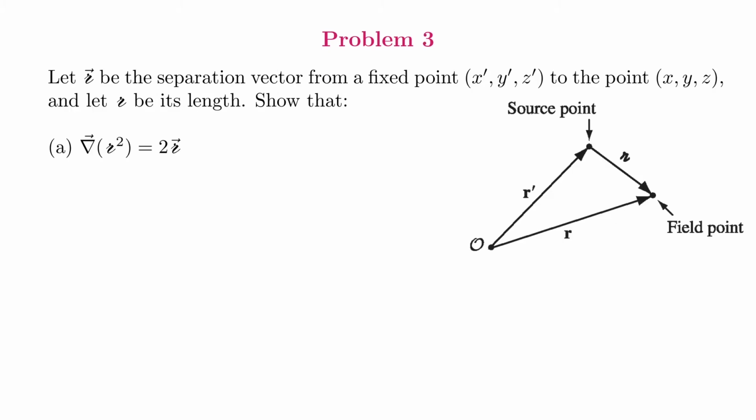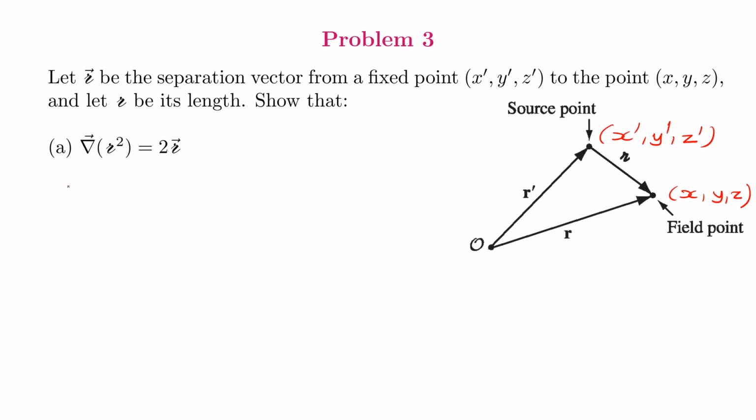Problem number 3. Let vector script r be the separation vector from a fixed point (x', y', z') to the point (x, y, z), and let script r be its length. The question has 3 parts. In the first part, we have to show that the gradient of r squared is equal to 2 times vector script r.